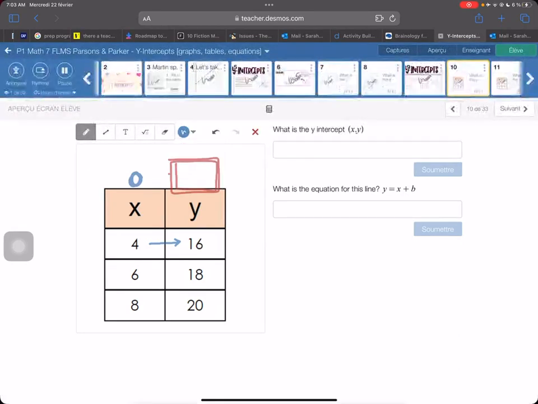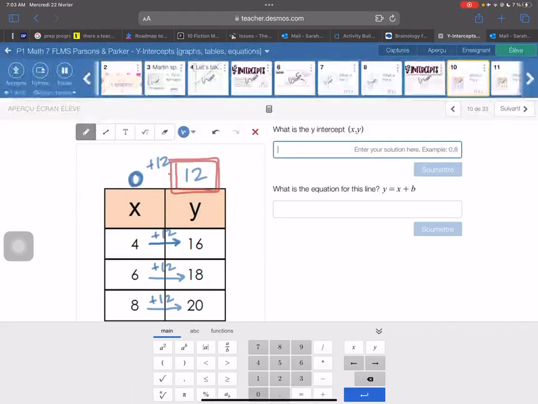Let's figure out how I get from x to y. So x to y, I am adding 12. Let's check another one. From 8 to 20 is also adding 12. So that means at my x equals 0, my y-intercept should be 0 plus 12. That's going to be the value when x equals 0. So I can go ahead and type that in, 0 and 12.